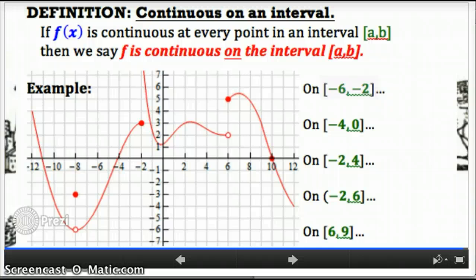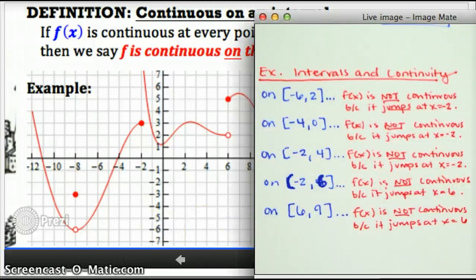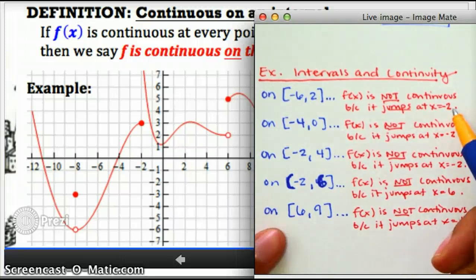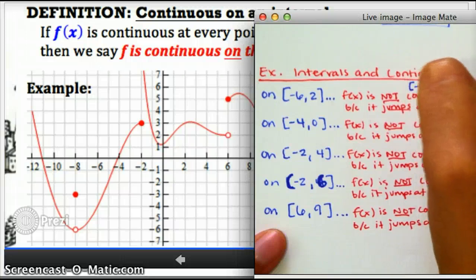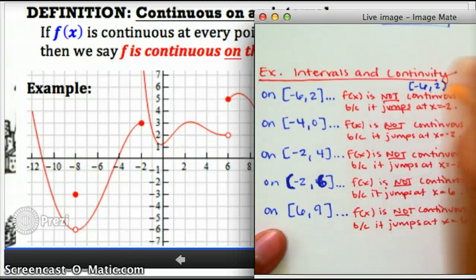So as you just saw, actually, this function isn't technically continuous on any of these intervals. Some of them are just slightly off, so let's take a look at why they're all wrong. I already talked about -6 to 2, and the problem was at -2. If I had changed this interval to be -6 to 2 with an open point at 2, this one would have been continuous. That one would have been okay, but this one wasn't.